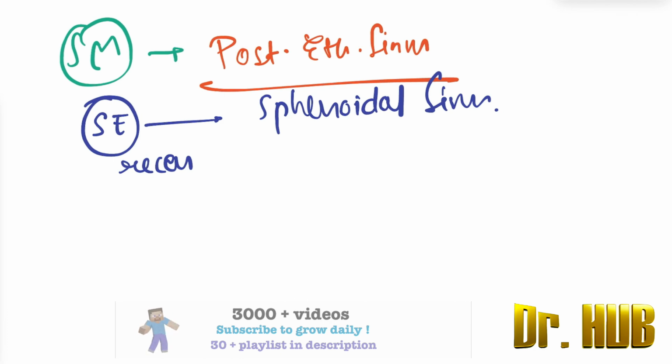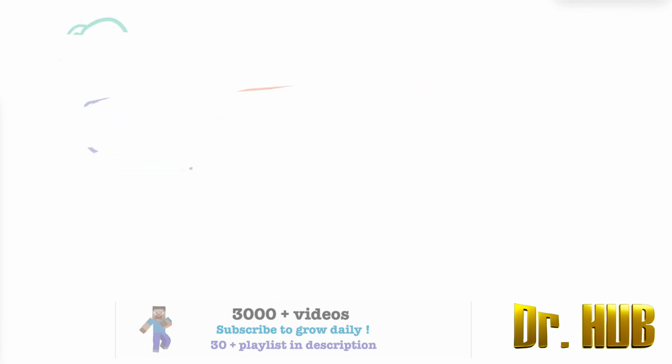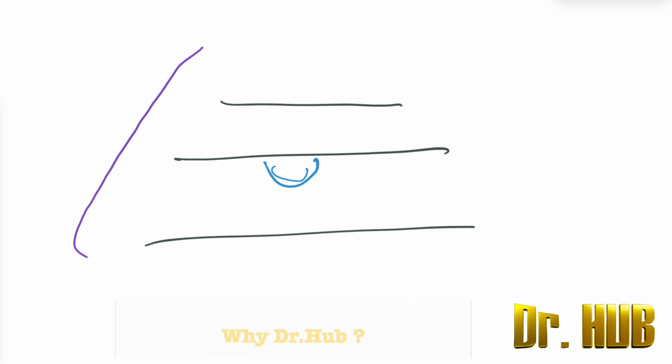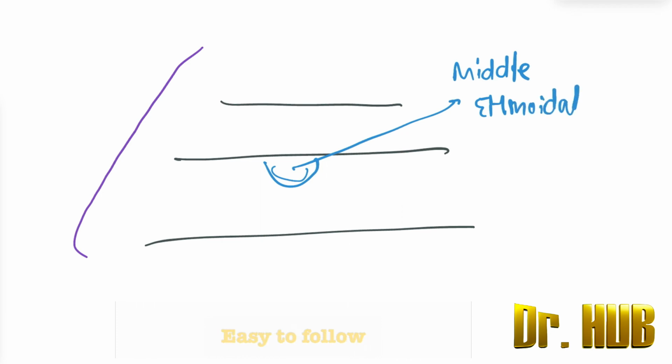Now let's draw a rough diagram to understand where the structures are present. So this will be the nose. Let's draw the turbinates and the concha. Here, these will be the middle ethmoidal cells.